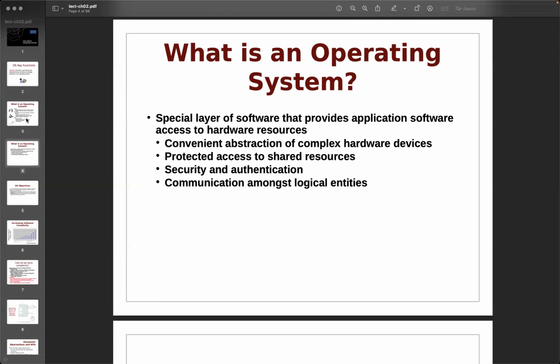Okay, so this is a really special layer of software. We can provide application software access to the hardware resources, and a more convenient abstraction of the complex hardware devices. And then we can protect access to our shared resources. Mainly, before we talk about the IO, the processor and the memory, we are not really touching them. Like, let me assign this program to this memory slot, or let me change the processor instruction to jump to this one. We are not able to.